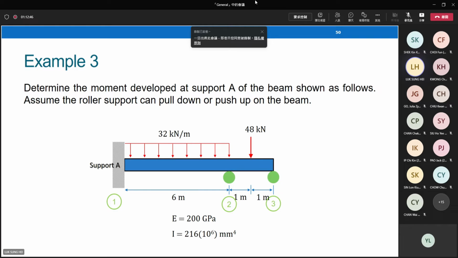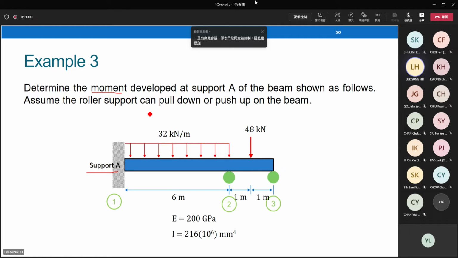Here, example 3. Example 3, determine the moment developed at support A. Here is support A, that means the fixed end. The moment at the fixed end. I think I also asked you to draw the shear force and moment diagram, although I did not raise the question right here, because I want to show you more information, right? Not just stop at moment, but you can proceed to the moment and shear force diagrams. So have a look at this problem.